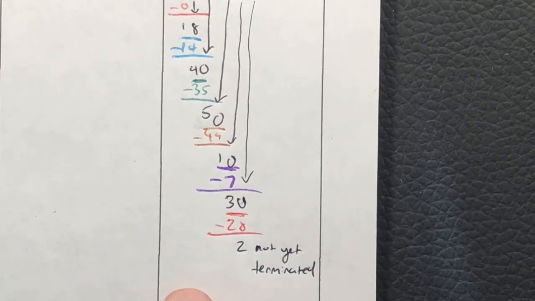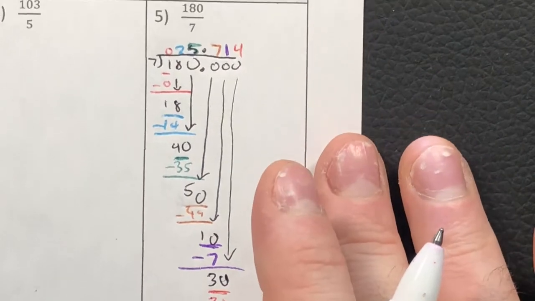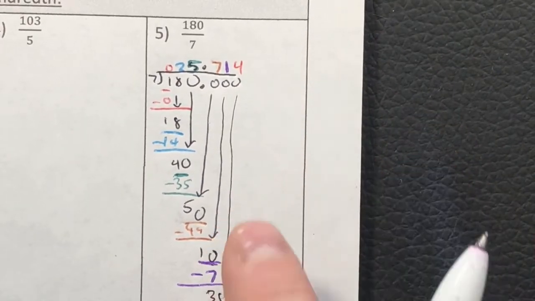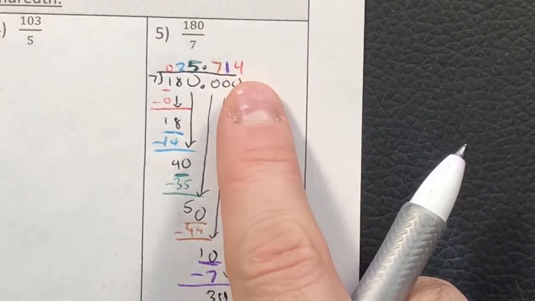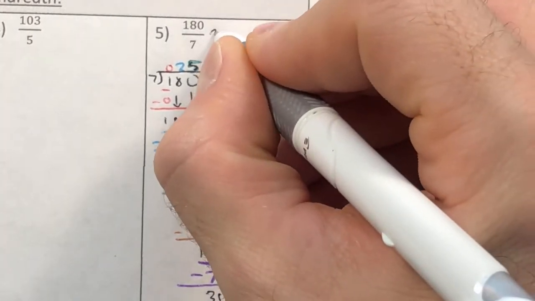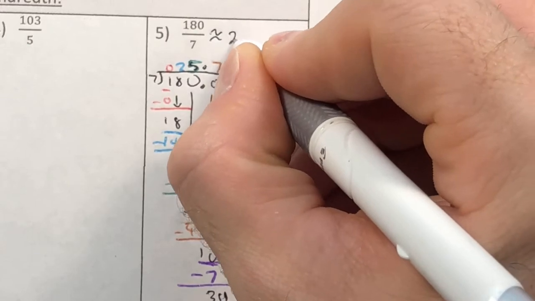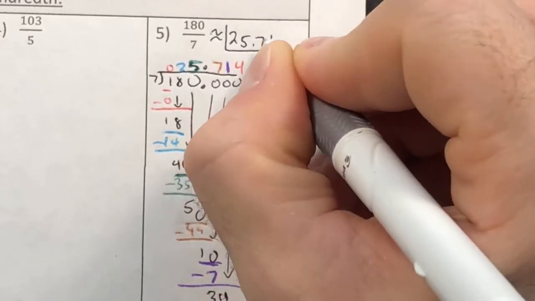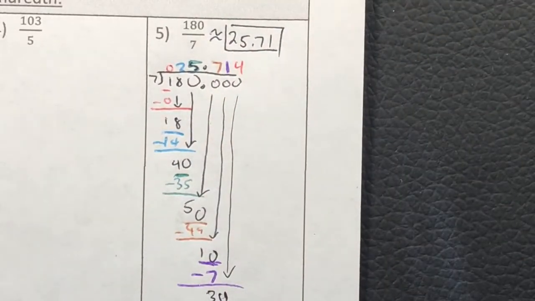So we're stopping right here because I haven't terminated this decimal yet. But I don't need to because I really don't care about what decimals occur after the 4, because that 4 is going to tell me that 1 remains the same. I'm not going to need to round that up. So it's going to be 25.71 roughly. Awesome.